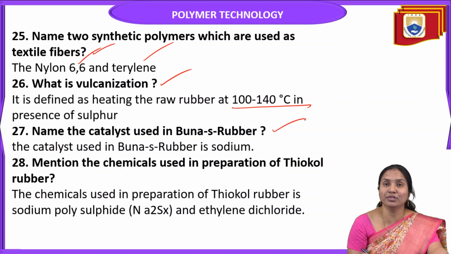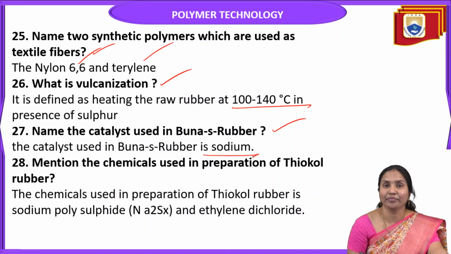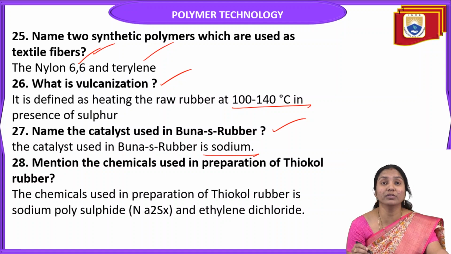Name the catalyst used in Buna-S rubber. What is the catalyst used in the preparation of Buna-S? Here sodium acts as a catalyst. In Buna-S, Bu stands for butadiene and S stands for styrene. These are the monomers used for the preparation of the Buna-S polymer. Na stands for sodium, which acts as a catalyst.